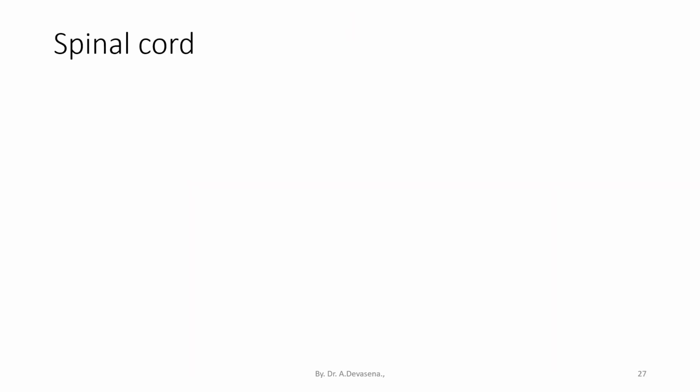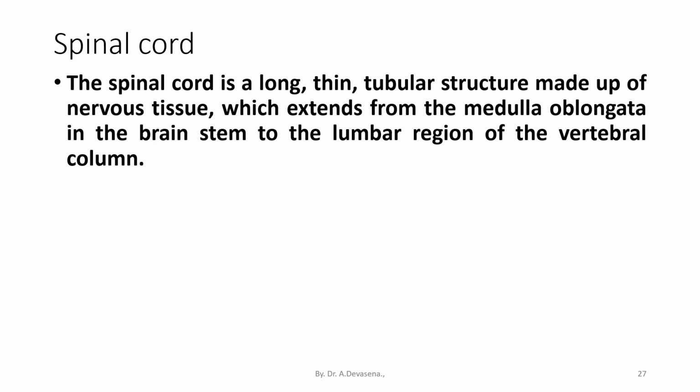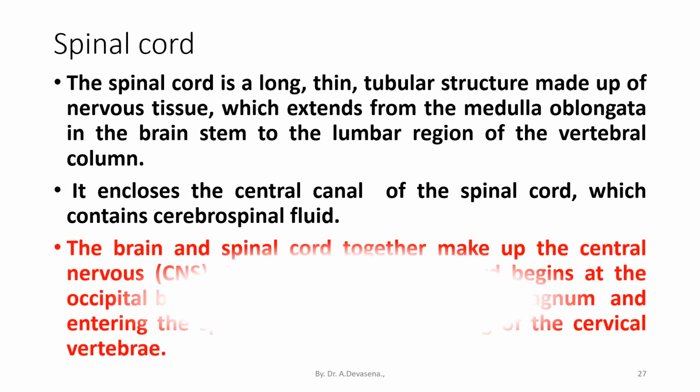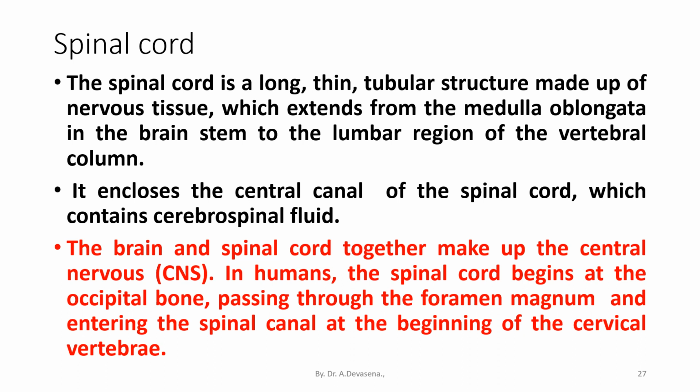Let's see the function of spinal cord. The spinal cord is a long, thin, tubular structure made up of nervous tissue which extends from the medulla oblongata in the brainstem to the lumbar region of the vertebral column. It includes the central canal of the spinal cord, which contains cerebrospinal fluid. The brain and the spinal cord together make up the central nervous system. In humans, the spinal cord begins at the occipital bone, passing through the foramen magnum and entering the spinal canal at the beginning of the cervical vertebrae.